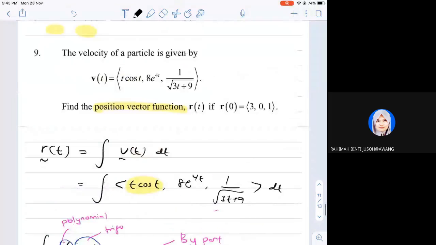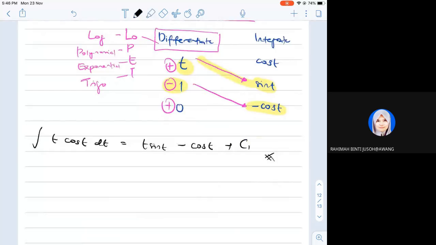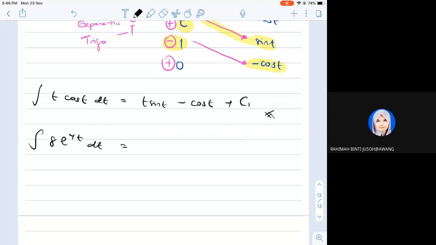Okay, for the second term. The second term is easy. It is just 8 exponent 40. So integrate 8 exponent 40 dt. We will get what? What's the answer?